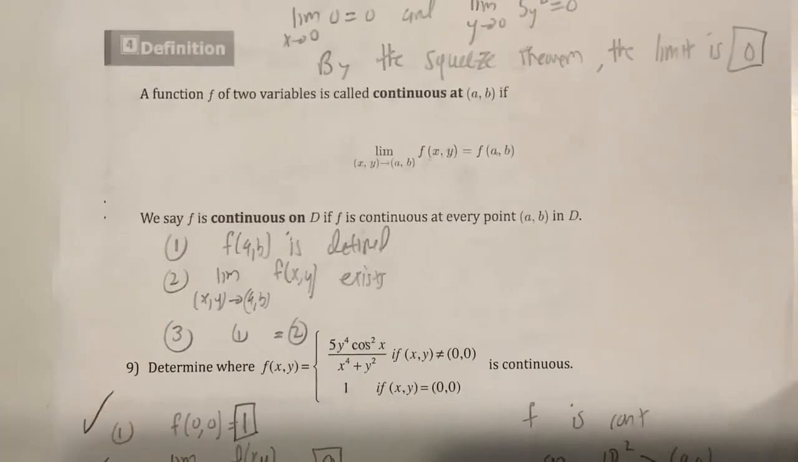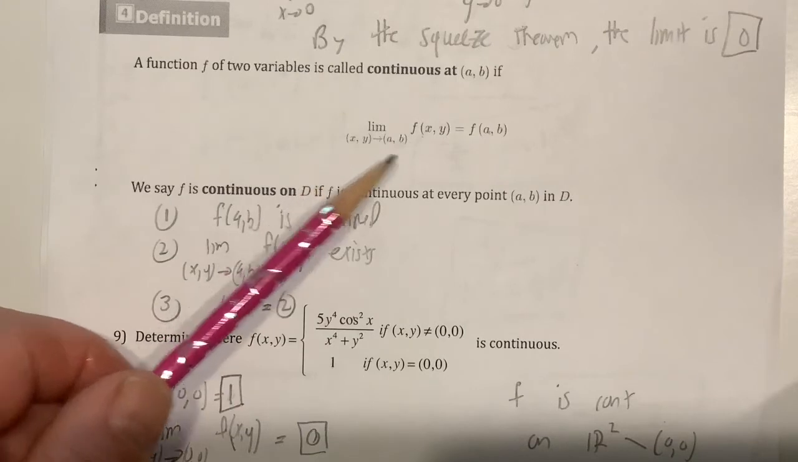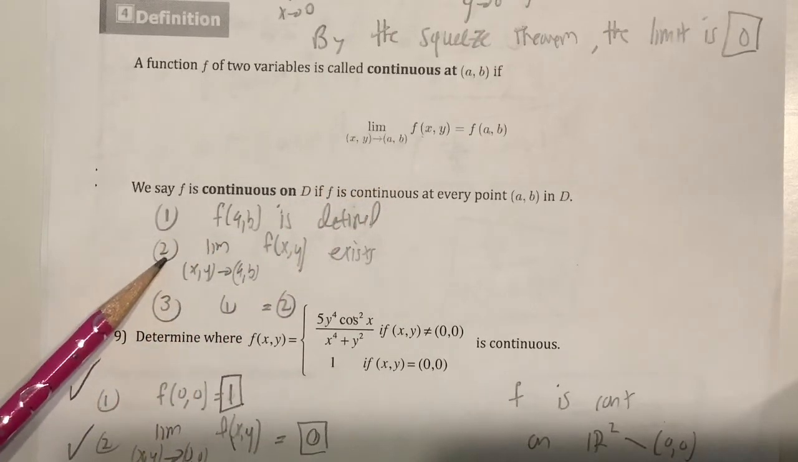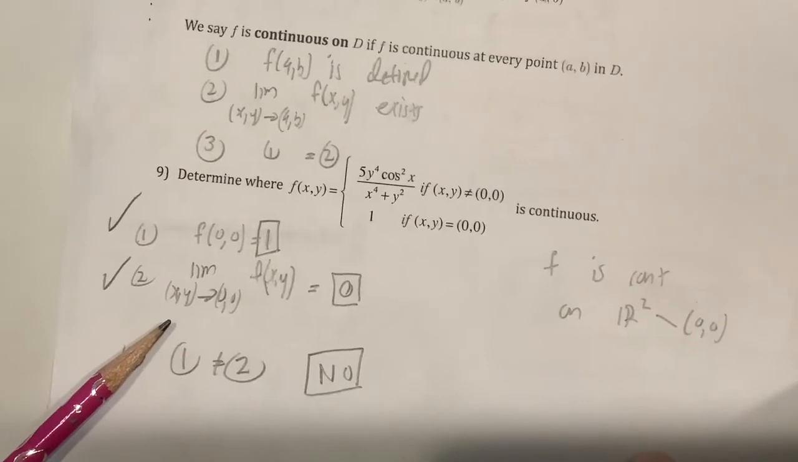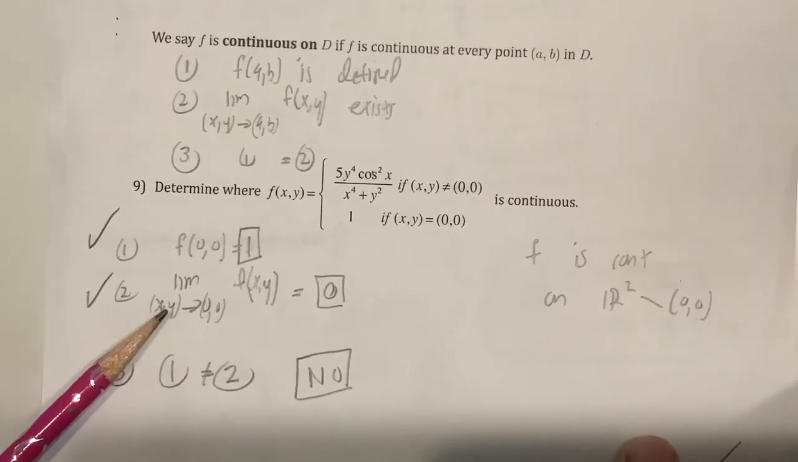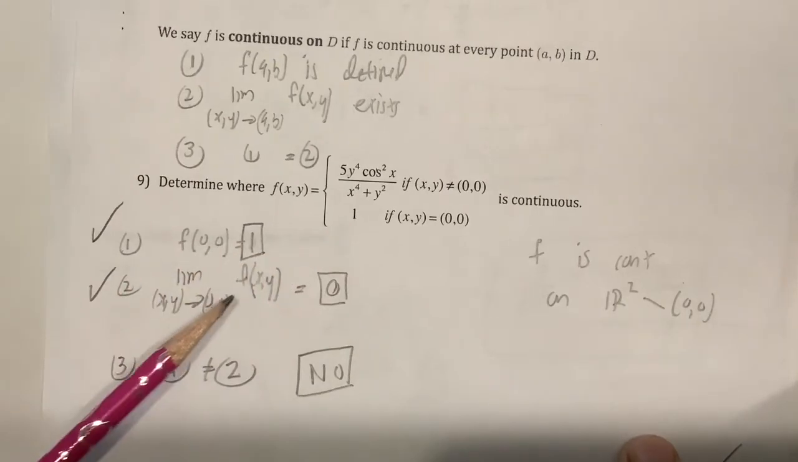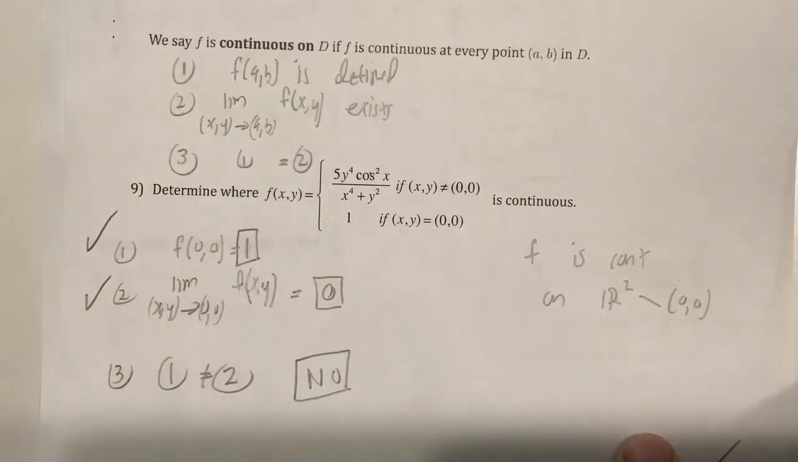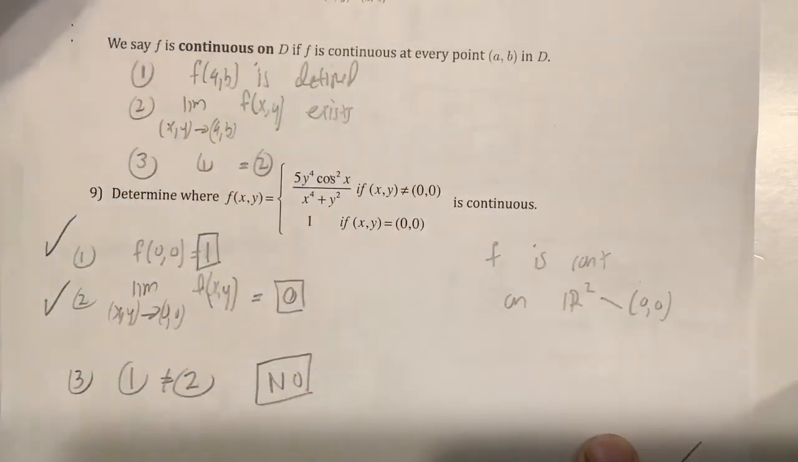So for the definition of a continuous function, a function is continuous at a point. First of all, it has to be defined there. Secondly, the limit has to exist. And thirdly, they have to be the same. 1 has to equal 2. So this is a good example where a function is defined at 0, 0. In fact, it equals 1 there. The limit exists. We actually just showed this limit's 0. But since they're not the same, we say it's not continuous at 0, 0. It would be continuous everywhere else, though, right?